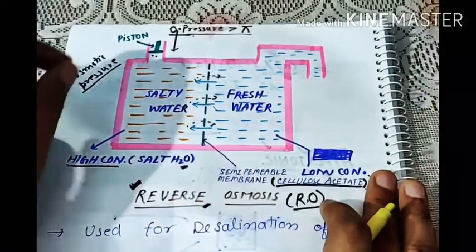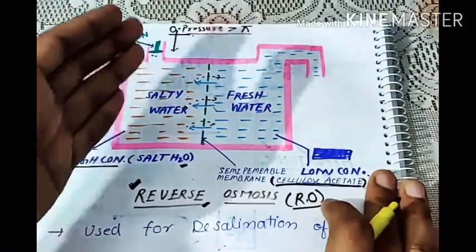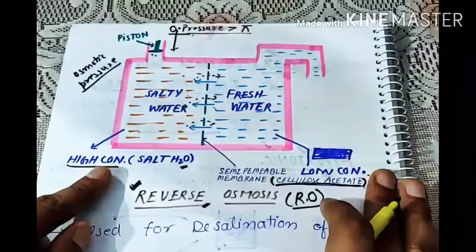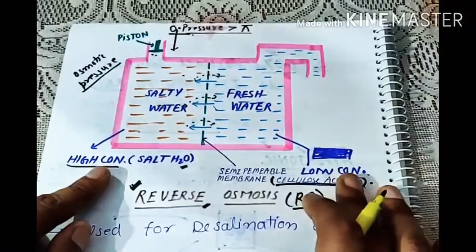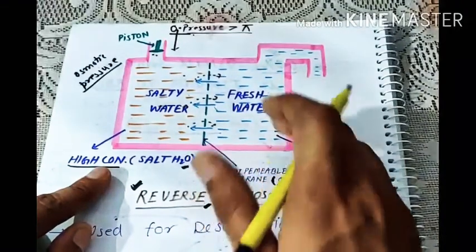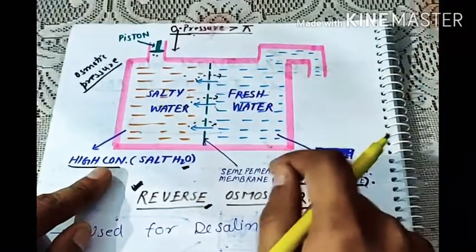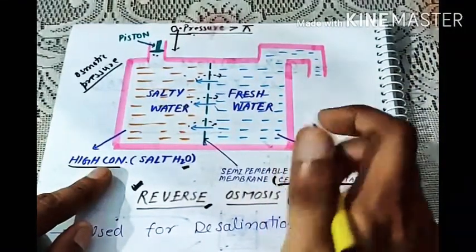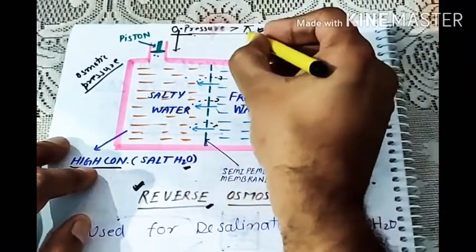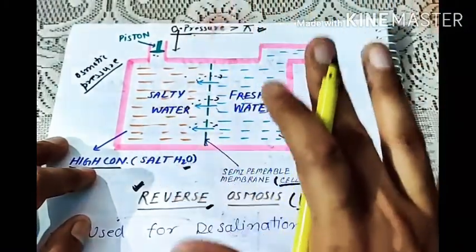Whenever a pressure more than the osmotic pressure is exerted, the water from the highly concentrated solution starts moving towards the low concentrated solution or the fresh water through the semi permeable membrane. This process is known as reverse osmosis. The most important thing is we have to exert a pressure more than the osmotic pressure. Pi is the osmotic pressure, and we are exerting a pressure more than the osmotic pressure. This is the most important thing.